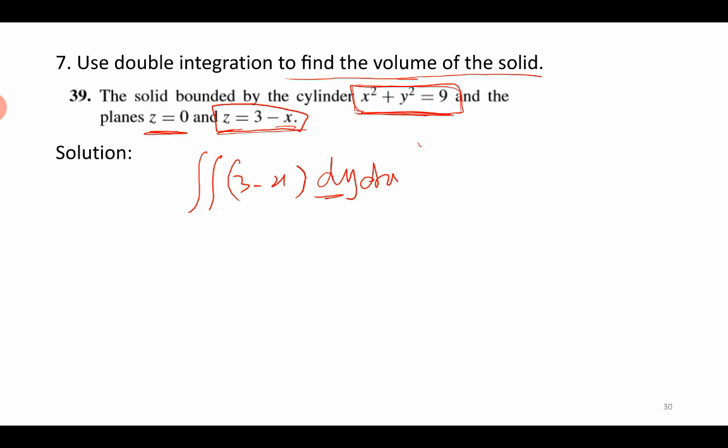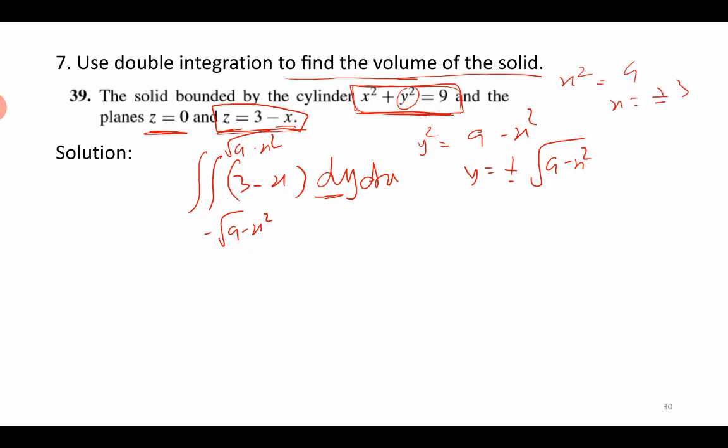When you solve for y, y squared is 9 minus x squared, so y is equal to plus or minus root of 9 minus x squared. So this will be negative root of 9 minus x squared, up to positive root of 9 minus x squared. And when y is 0, you get x squared is 9, x is equal to plus or minus 3. So minus 3 to plus 3. If you integrate this, the answer is 27 pi. Check. The integration has been left to you to practice.